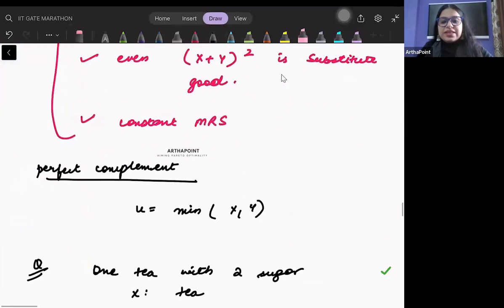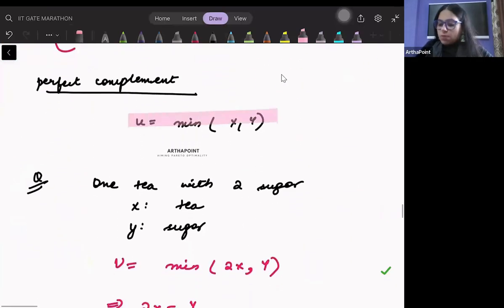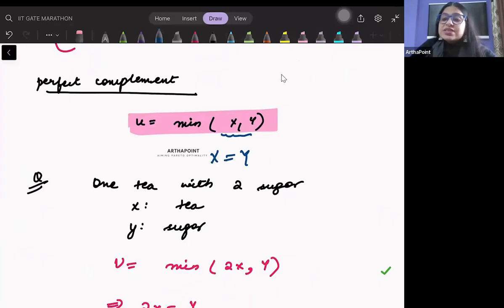Okay. Then the second thing that you have to remember is complementary good. Complementary good में, otherwise it is easy that whatever comes inside the min function, you will equate this. ये वाला part तो easy है. What is difficult is how to frame these complementary good functions.